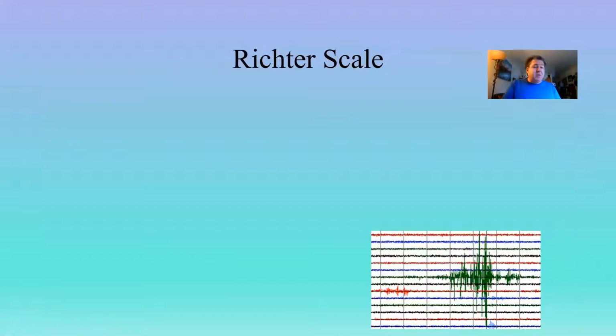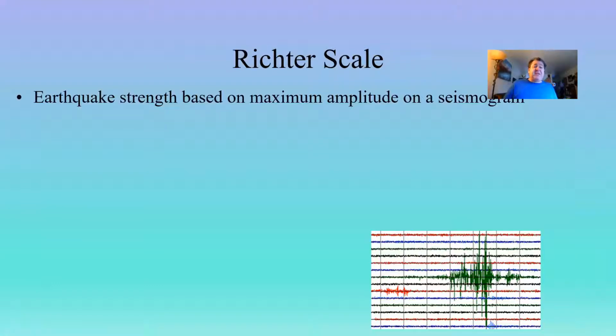The next type of scale is the one you're probably most familiar with, the Richter scale. Here, the size of the earthquake is based on the maximum amplitude of a seismogram. So that little needle that goes up and down, right? The higher up and down that needle goes, so the more wobble there is, the larger the magnitude of the earthquake, right? And the scale here is logarithmic. The other one, the Mercalli scale, is a qualitative scale. The Richter scale is a quantitative scale, so we can use it to do math and stuff.